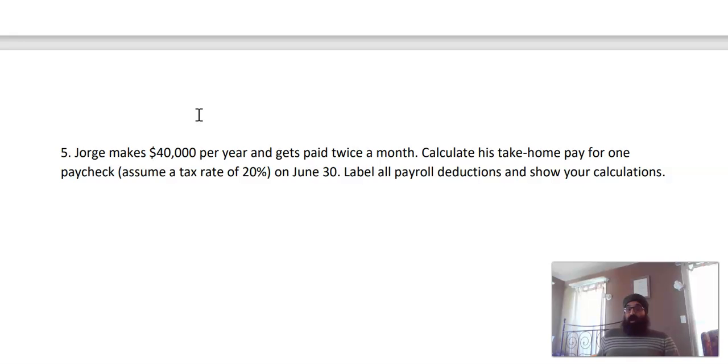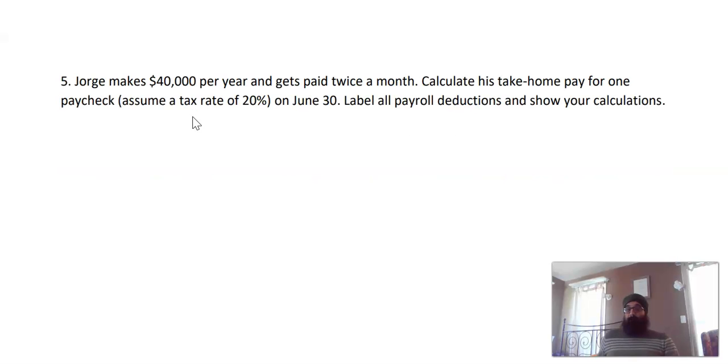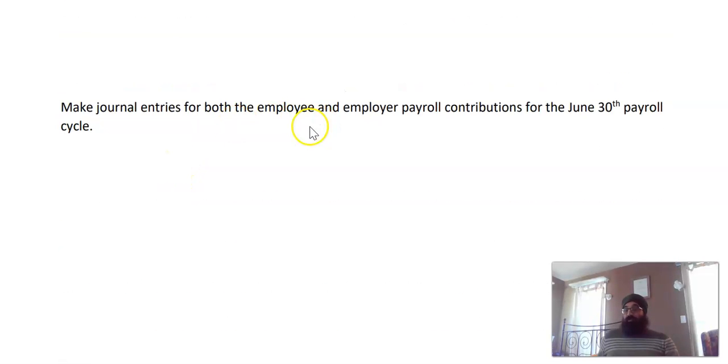Last one, we will have a payroll question where you have to initially figure out what the gross pay is and then, adding the deductions, figure out what the net pay is. And finally, just make journal entries for the employer, right? So the employee contributions, right? That's what the employer retains from the employee paycheck. And remember, whatever is left over will be cash paid out to the employee.